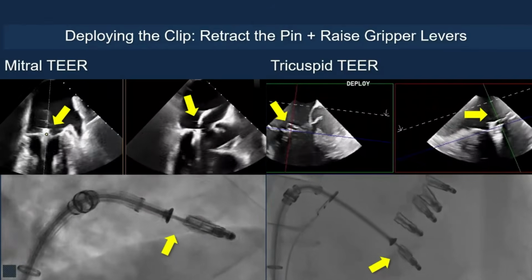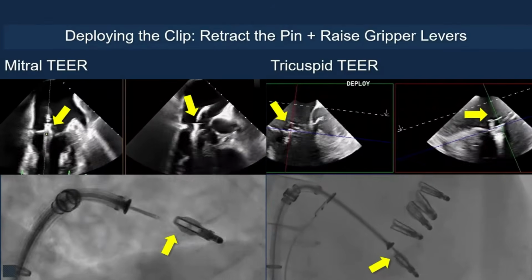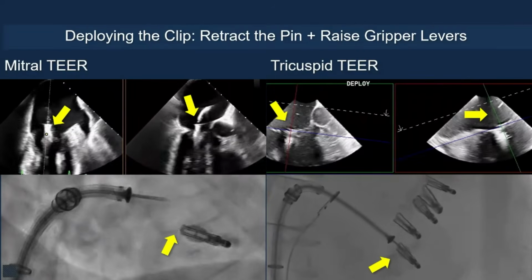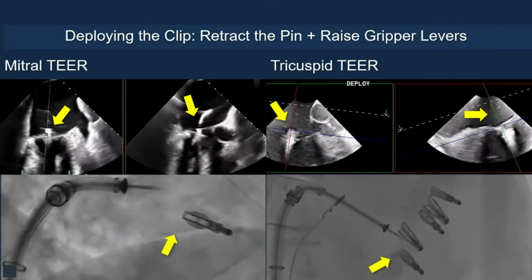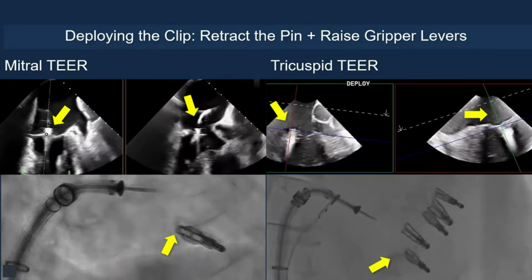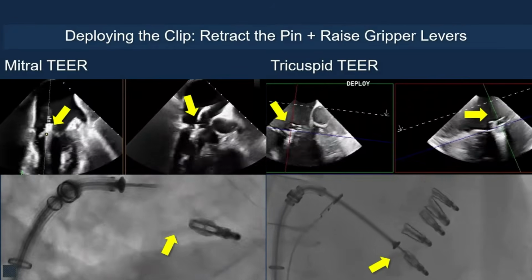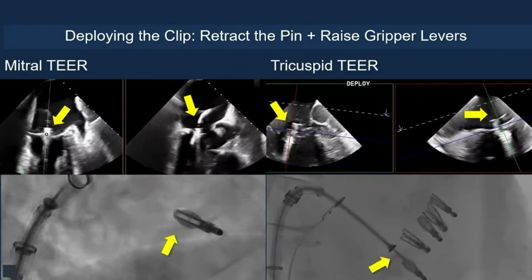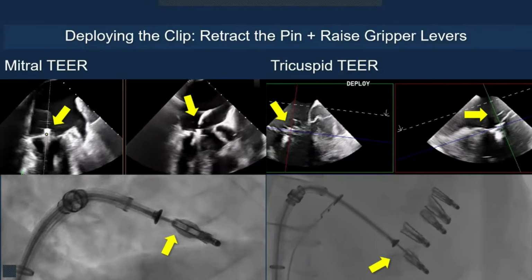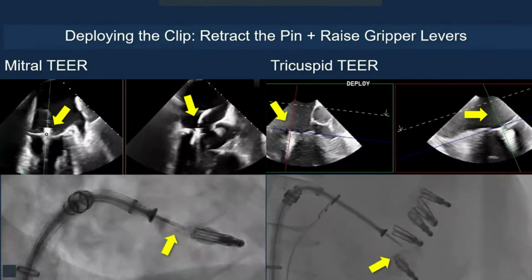Finally, releasing the clip. In mitral TEER, this is done on the biconventional X-plane grasping view, and in tricuspid, the RV inflow X-plane grasping view. Fluoroscopically, you go back to the RAO projection with the clip parallax removed, as you see here, and then you remove the safety pin to enable the rotation of the arm opener.